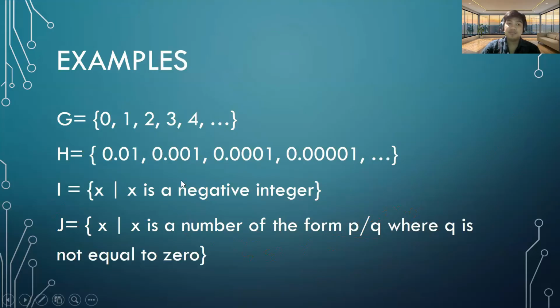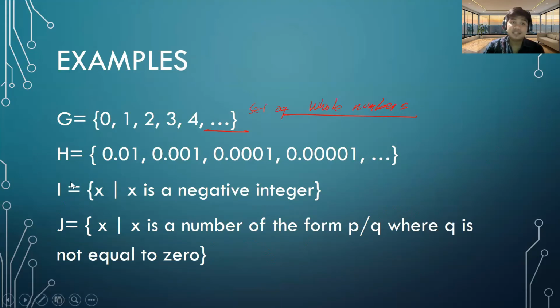So we have here an example. Set G, we have 0, 1, 2, 3, and 4, and so on. So we know that this set is a set of counting or whole numbers. So we cannot identify the last element here because it's 4, 5, 6, and so on, even in the millions, and so on.